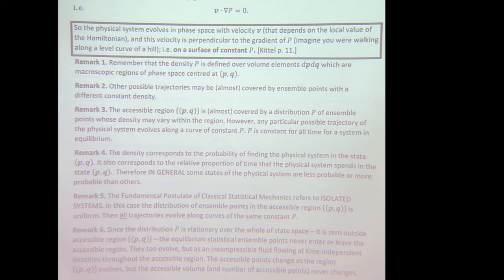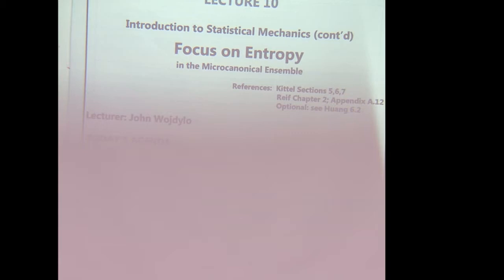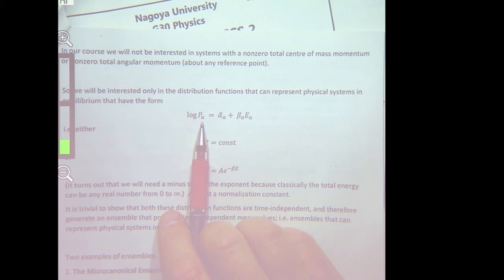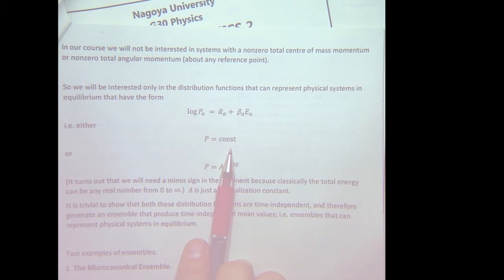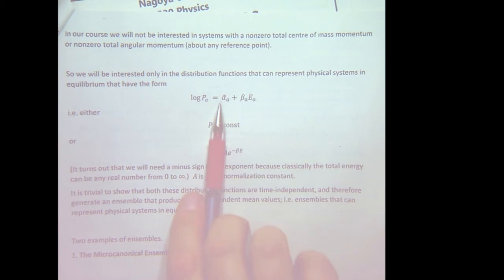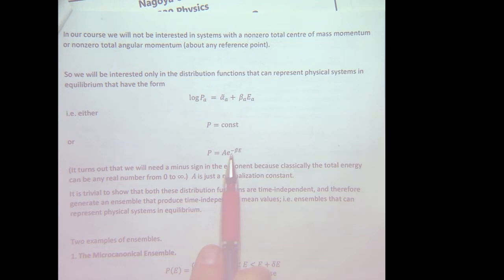I thought I'd just do this last bit. In fact, there's this log of the probability of the distribution within some subsystem. There's a constant plus some other constant times the energy, and if that beta is constant, then you get the probability distribution equals constant, and that's going to be used, for example, in the microcanonical ensemble. And then, if this first constant is zero and the second one isn't, in fact, it has to be negative, then you get the probability is e to the minus beta times E, where E is the energy, and that's called the canonical ensemble. So basically, we derive the canonical ensemble and the microcanonical ensemble just from symmetry principles.